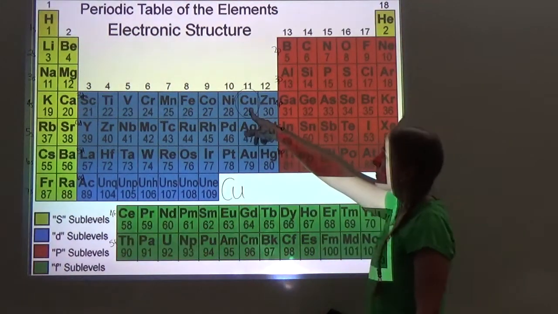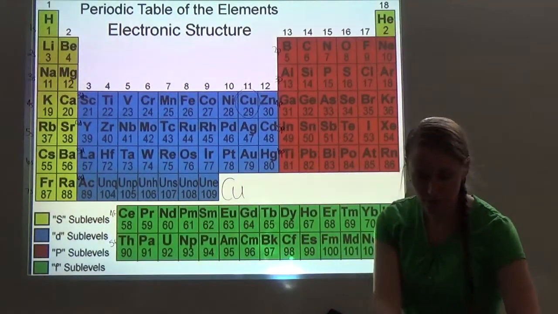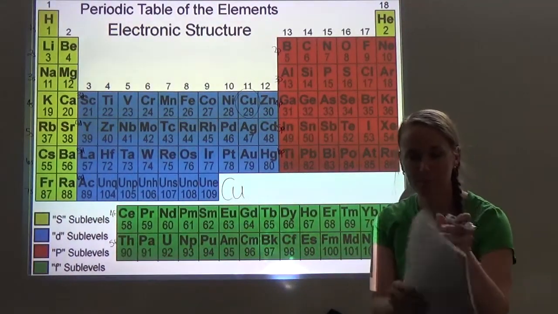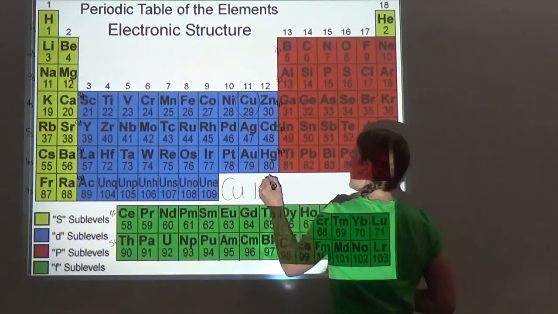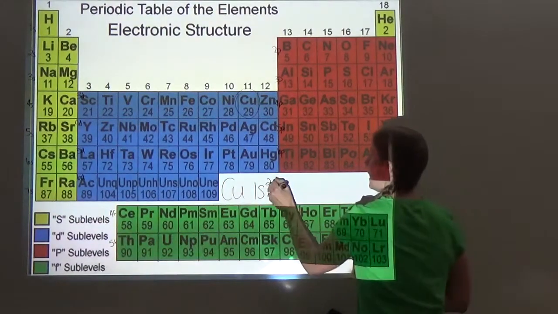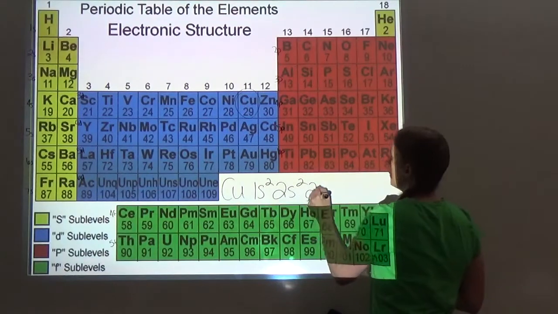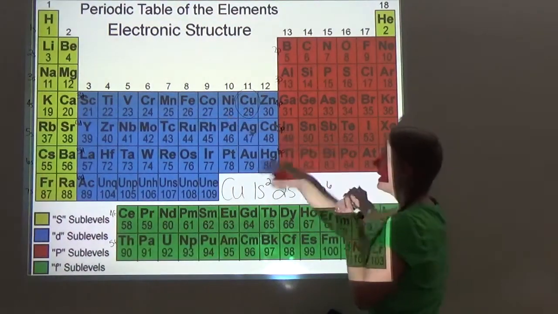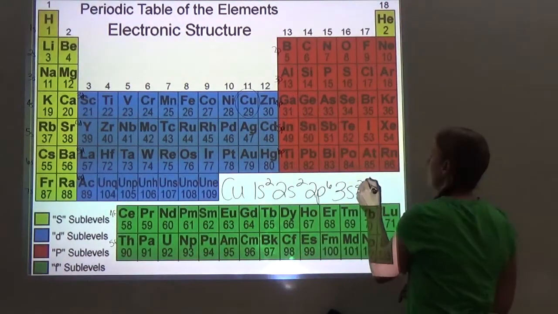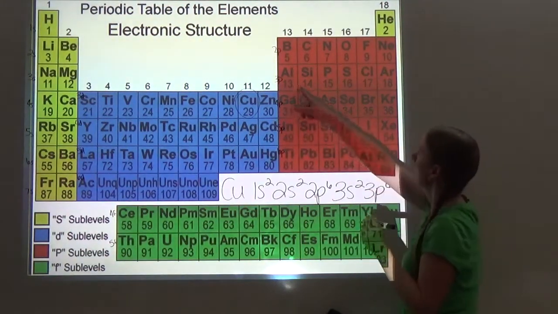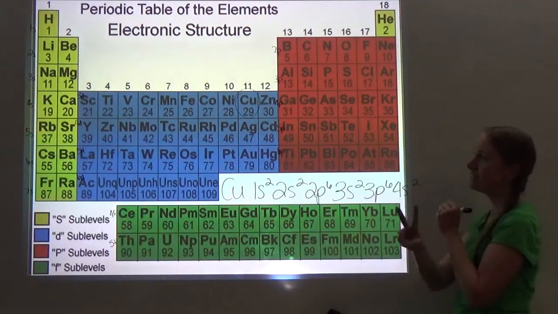All right, so for copper, we start at hydrogen. Oh wait, let me make sure we're doing the standard, or are we doing the arrow? Let me check my PowerPoint. It looks like we're doing standard. All right, so at hydrogen, I'm at 1s2, hydrogen, helium. At lithium, I'm 2s2, Li, Be. For boron, I'm 2p6. For Na, it's 3s2, Na, Mg. For aluminum, it's 3p6, because I'm going to go all the way across. For K, it's 4s2 for K and Ca.